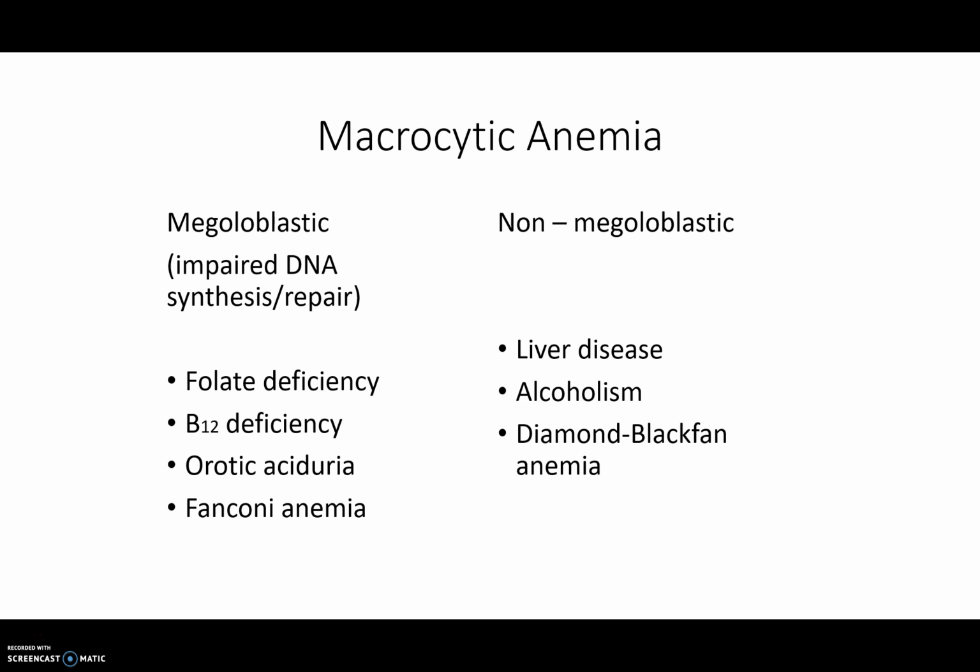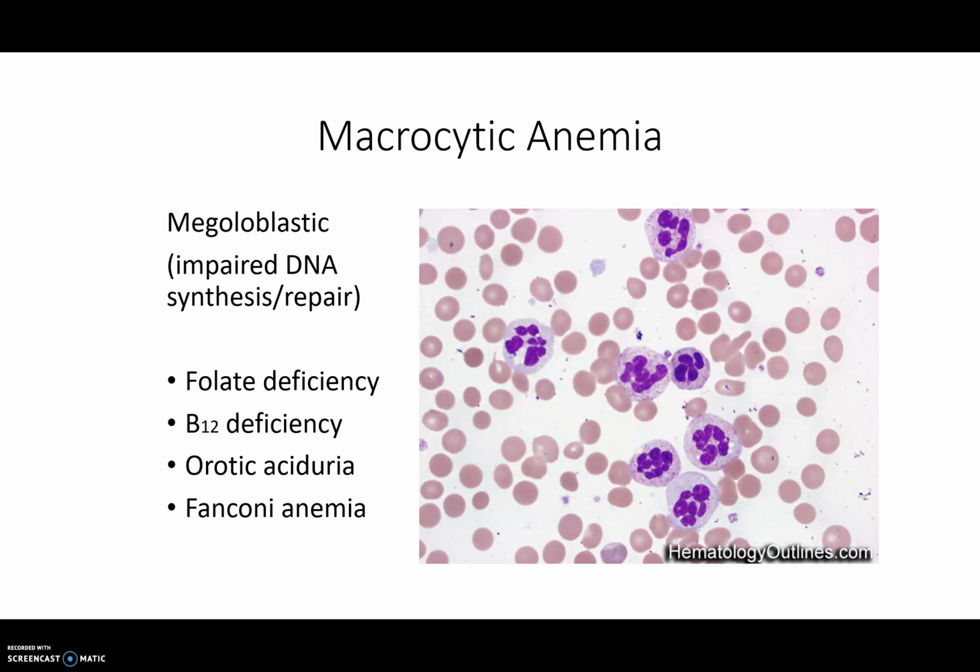With megaloblastic anemia, this is because of an impaired DNA synthesis or an impaired DNA repair. One common finding you'll see with these is hypersegmented neutrophils, and that's going to be another buzzword when it comes to megaloblastic anemia. You can see folate deficiency and B12. Those are your two most common you're going to see with megaloblastic. There are other genetic causes, a couple that I listed there.